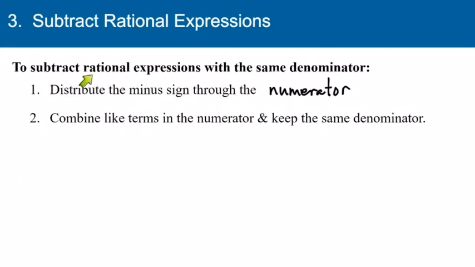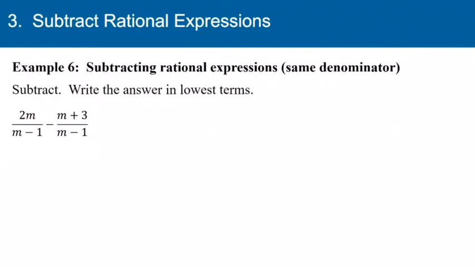So to subtract rational expressions, it's the same steps we used for adding, except that you'll need to get rid of that minus sign by distributing it through the numerator. You will distribute the minus sign through the numerator, and then you will combine like terms and keep the same denominator. It's a lot like when you learn to subtract polynomials. Remember, you had to distribute the negative first. That's what we're doing here. So let's get an example.